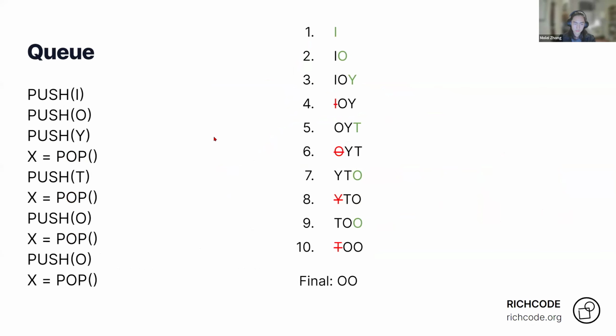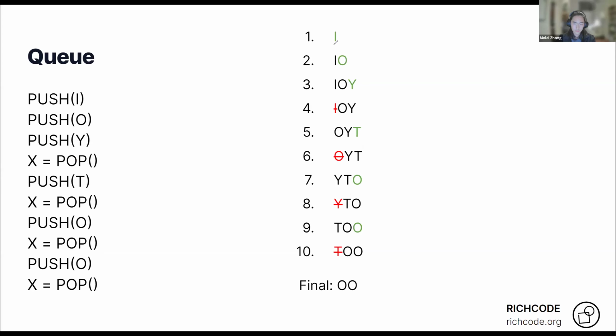And a quick example of how a queue works. As before, you start with an empty queue, and you push I in, you push O into the end, push Y. And now when you pop something, instead of taking it from the end, you take it from the beginning. Since I is the oldest, frontmost element, it gets removed. When you push T, you still push it to the end. But once again, you're popping from the front this time. So after all this, you're left with OO.